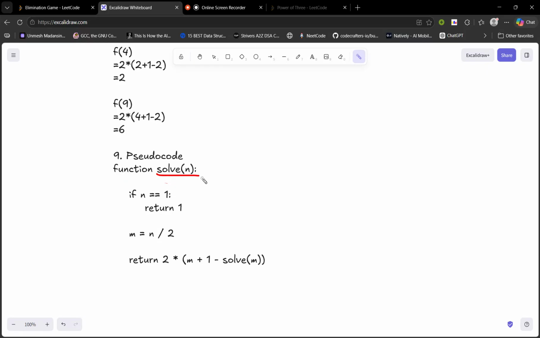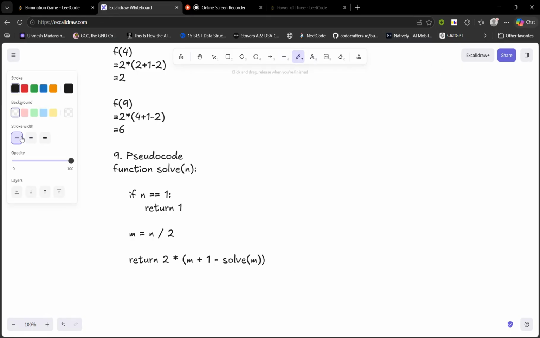And this is the pseudocode. Function solve n. If n equals 1, return 1. This is our base case. And if we don't hit our base case, we return 2 into n by 2 plus 1 minus solve n by 2.